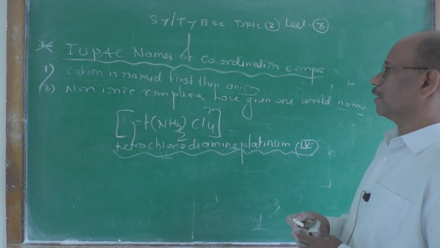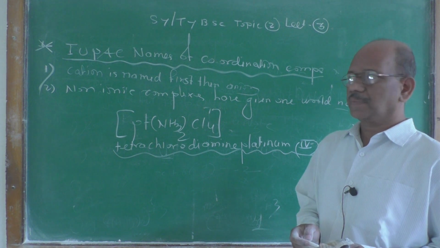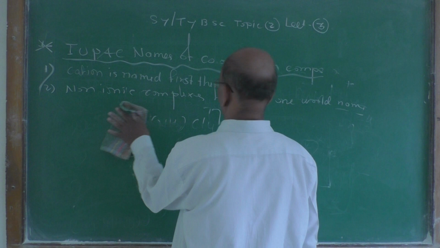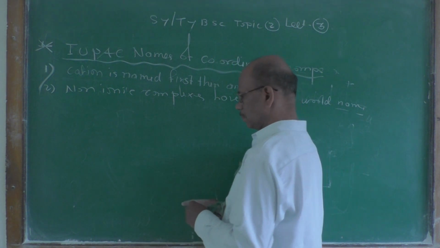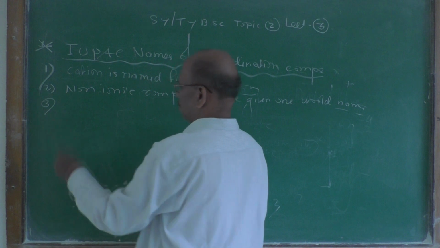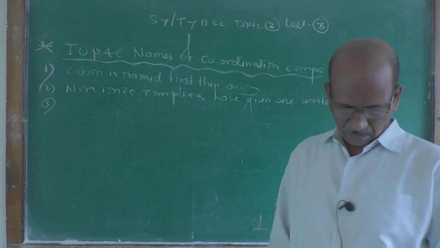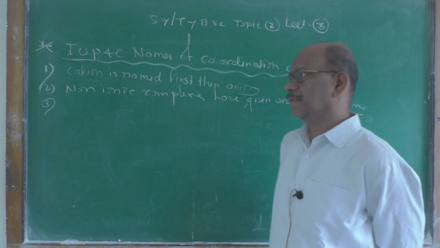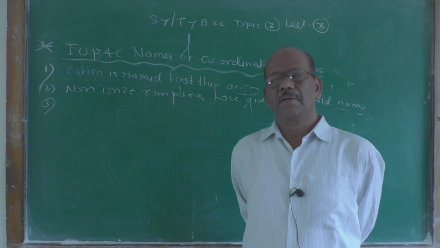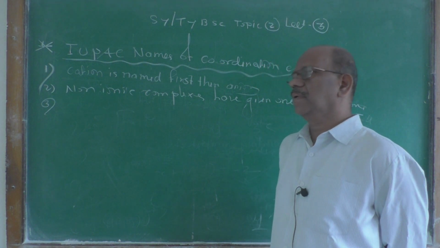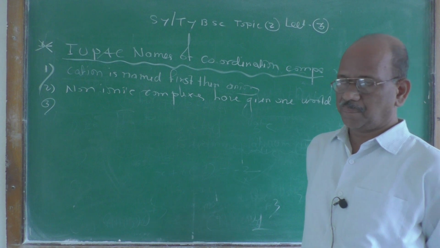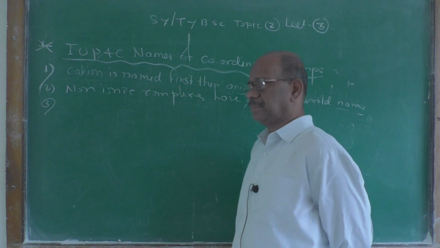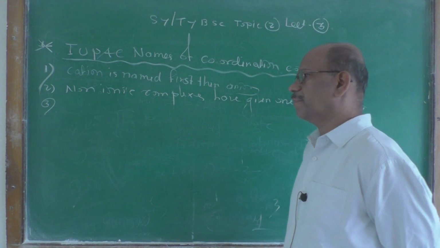What is the first rule? Cation is named first, then anion. Non-ionic complexes are given a one word name. Then rule number 3. Now there are types of ligands. Some ligands are neutral, some ligands are negative, some ligands are positive. So the question arises, which ligand is named first?